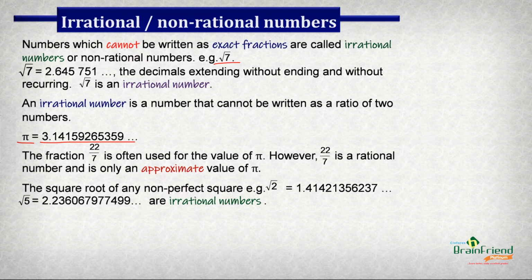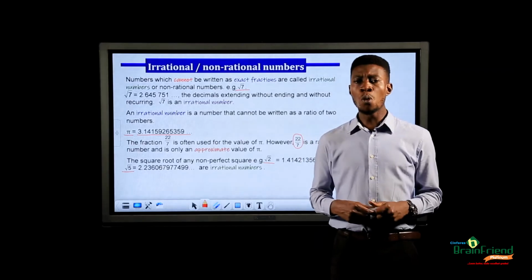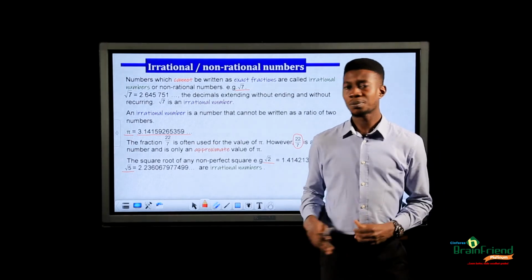Also, the constant pi is an irrational number because the digits after the decimal will keep extending without repeating. But usually, we use a fraction 22 over 7. 22 over 7 is a rational number, but it is actually an approximated value of pi. We have other numbers like the square root of any non-perfect square. The square root of any non-perfect square is an irrational number. For example, we have root 2, root 5, and so on. All of these are irrational numbers. Let's know some more about irrational numbers.